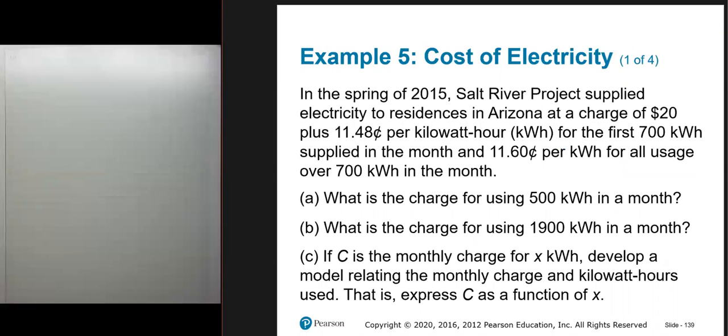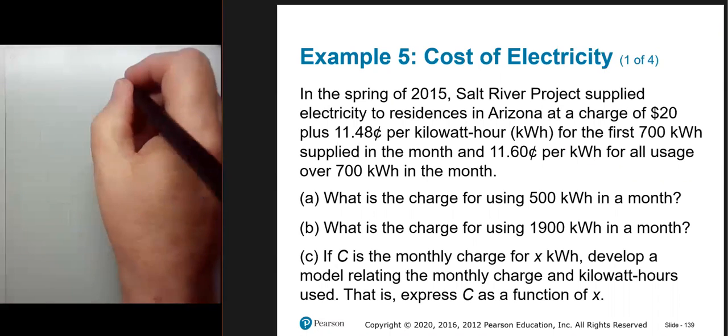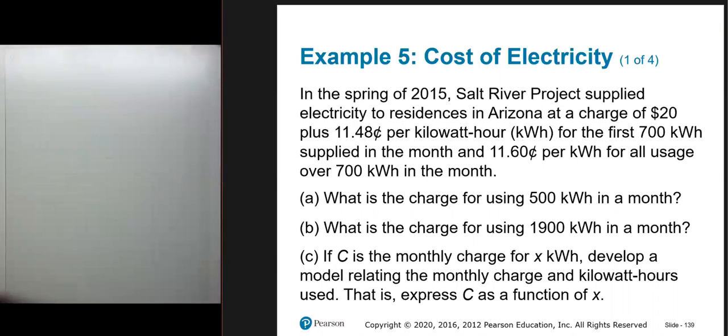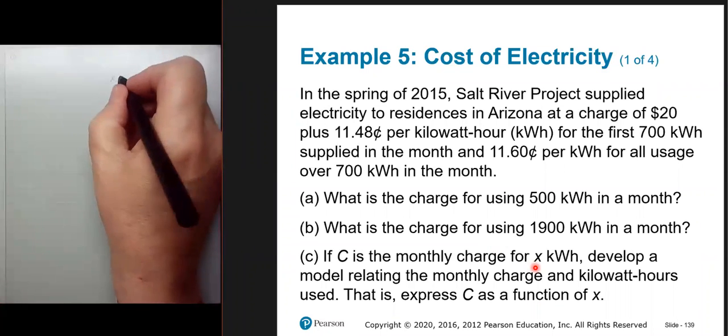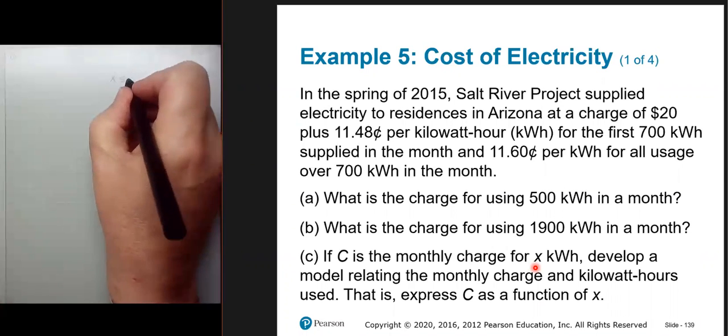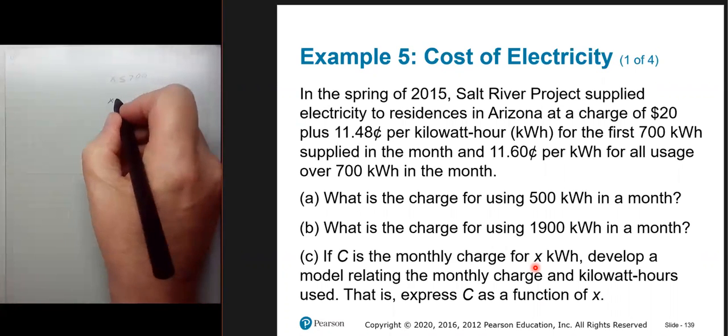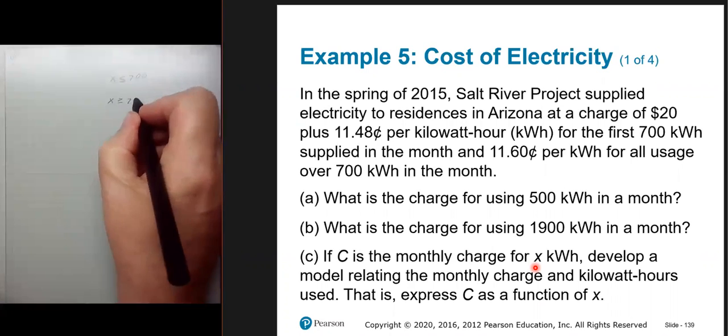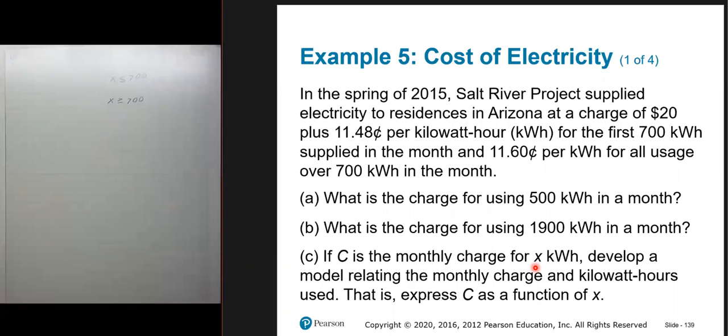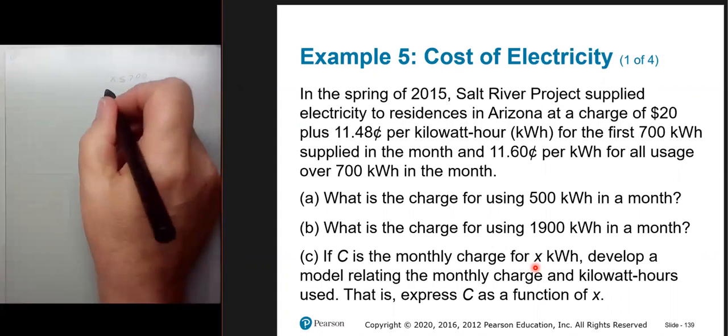All right, so here we have a situation that calls for a piecewise function, because our domain is split up into two different ways of looking at the function. We're going to be using X for the kilowatt hours. When our kilowatt hours is less than or equal to 700, we use one formula. And when X is greater than 700, we use another formula. Those are our two things to look at.